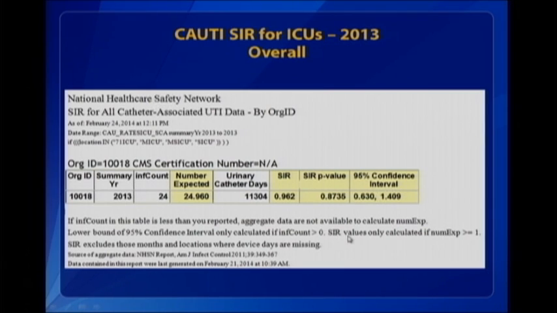Also, we have a note here that says SIR values are only calculated if the number expected is greater than or equal to 1. So that means this column here in yellow, this number expected, if you're looking at individual locations or perhaps you have a small hospital with a low number of catheter days, we're only going to calculate the SIR if that number expected is 1 or greater. And that is done in order to help enforce precision on this SIR calculation and also to help with the interpretation. Because let's think about it this way.